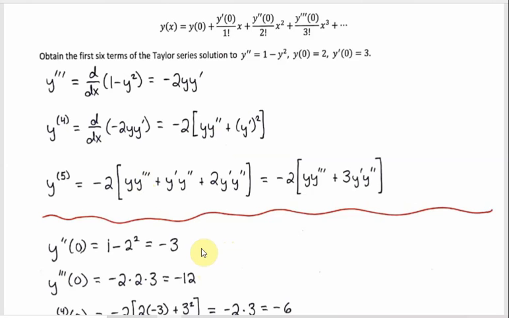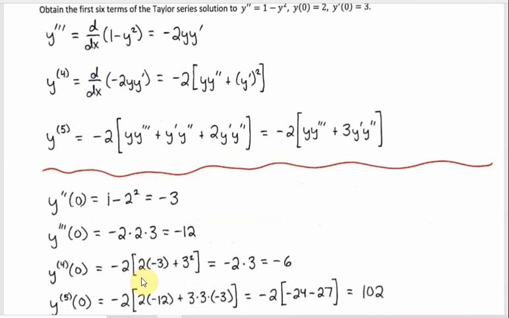So y double prime, now we have it. Y triple prime, so y of 0 is 2, and then y prime of 0 is 3. So just sub in the 2 and the 3, you get negative 12. And then the fourth derivative, so okay, we need y double prime this time. We need a y, we need a y prime. Simplify that, you get negative 6. Fifth derivative, I guess you need y, y prime, y double prime, and y triple prime in different spots, which we're just subbing in. There's the y triple prime, there's the y prime, there's the y double prime. You simplify that, you eventually get negative 2 times negative 51, which is 102.